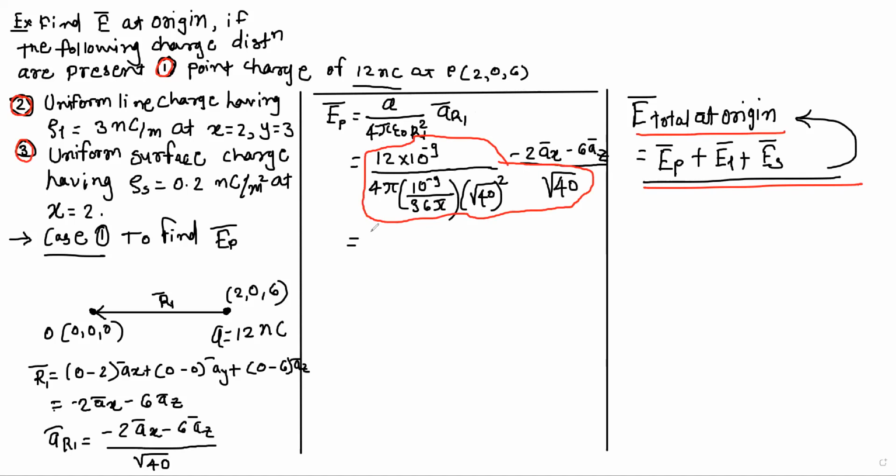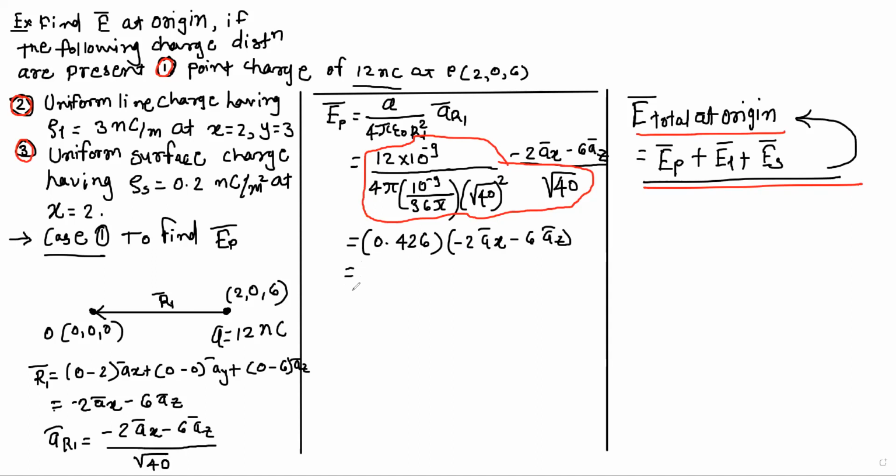This is equal to, into bracket, 0.426. Correct, 0.426. Absolutely correct. 0.426, right? Minus 2 a bar x minus 6 a bar z. Now you can multiply this inside.